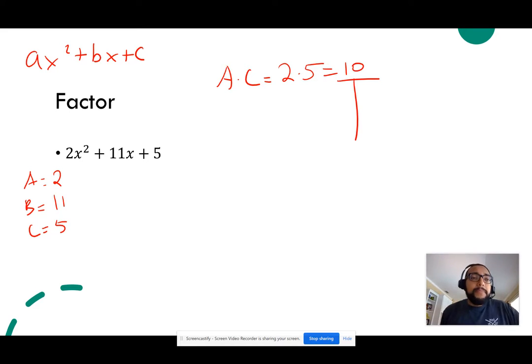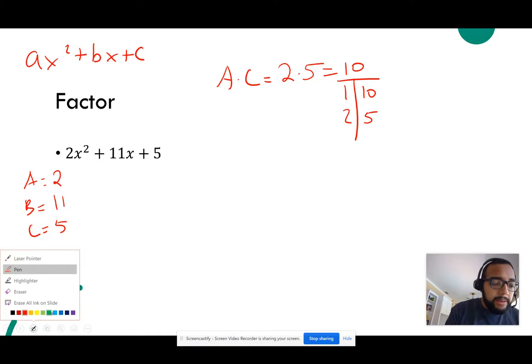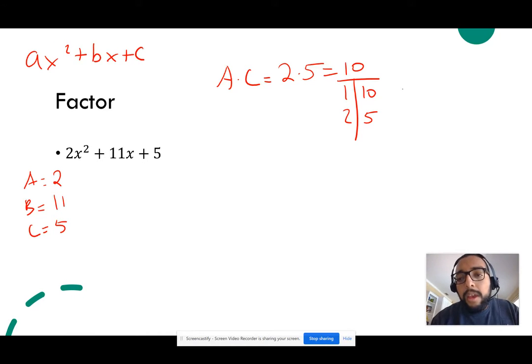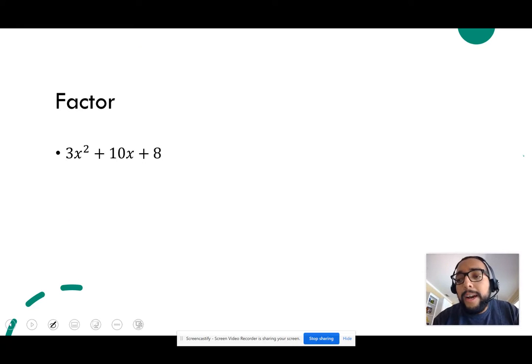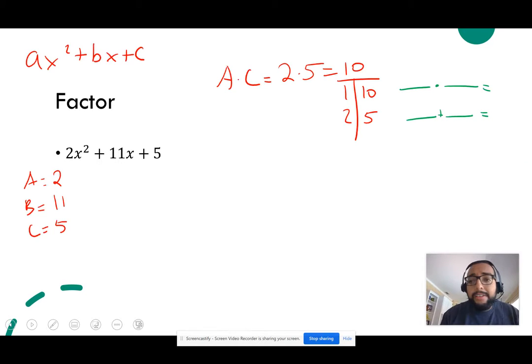Next step, find my multiples of 10. So two numbers that multiply to be 10. We got two pairs here, 1 and 10 and 2 and 5. Between these two pairs, I want to find one pair that when you multiply them, oh, my bad. Let me go back. Oh, it won't let me go back. There it is. When you multiply them, you'll get 10.